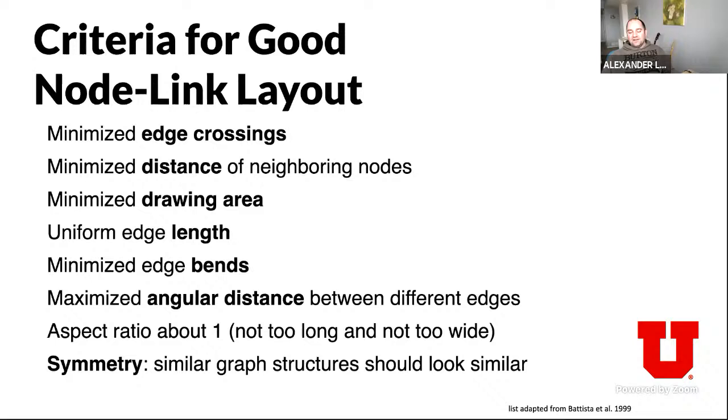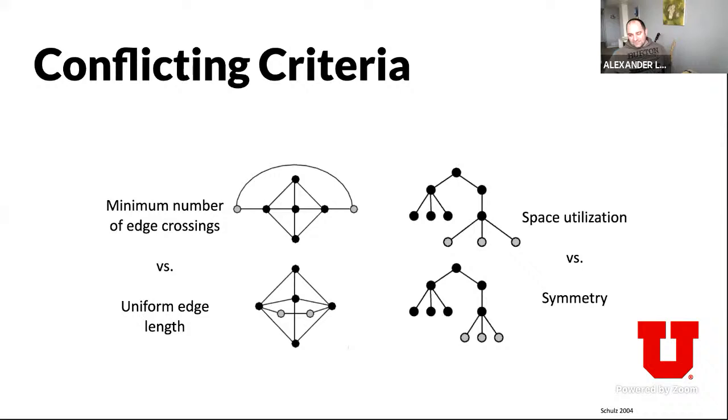But of course, if you think a little bit about this, you will find that these criteria are often in conflict. So here are some examples. On the top left, we have a network that has no edge crossings, but it violates the uniform edge length principle. We have this super long edge here. If we want to optimize for uniform edge length, we can do that like this, but then here we have an edge crossing.